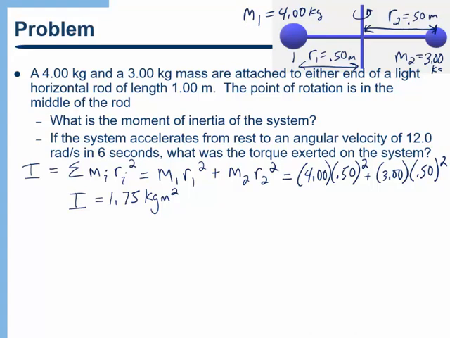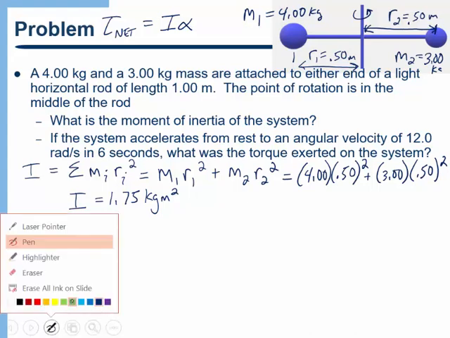Okay, we're asked to find the torque on a system that caused an acceleration of this object from 0 radians per second up to 12 radians per second in 6 seconds. In order to figure out the torque, we know that the net torque is equal to the moment of inertia times the angular acceleration. Therefore, we've got to figure out what alpha is. In order to do that, I'm going to use kinematics.